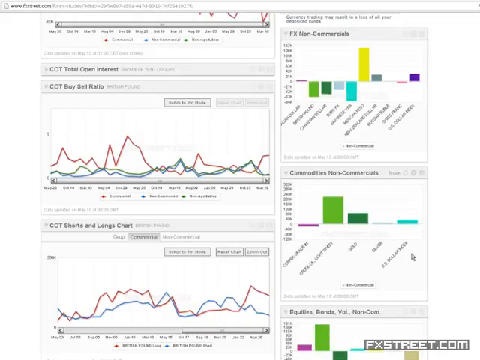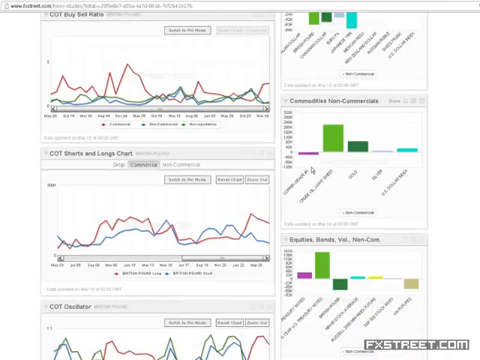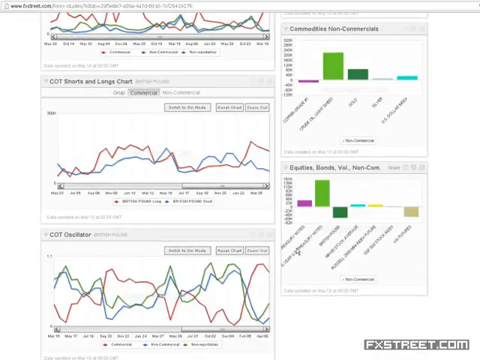This is an example. You have the same widget applied for FX. We have here only currency futures. Here we have commodities together with the dollar index, and here we have grouped equities, bonds, and also the volatility, the VIX futures, into one widget. Okay.